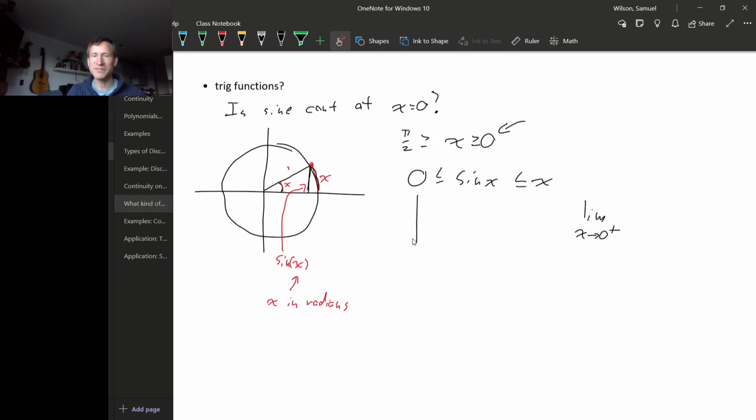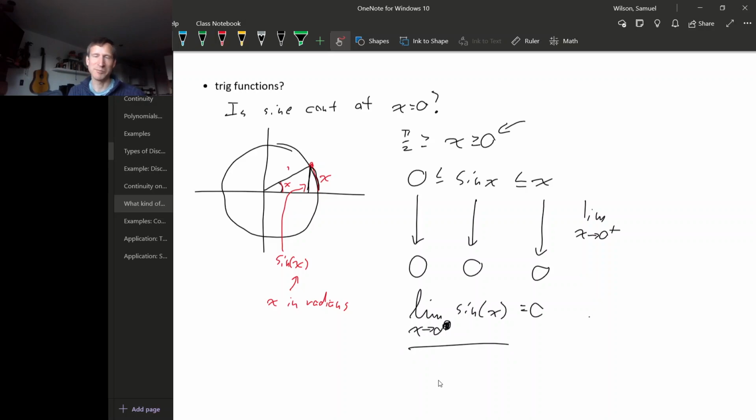Well, the limit of 0 as x goes to 0 from the right is 0. The limit of x as x goes to 0 from the right is also 0. So by the squeeze theorem, the limit of sine of x as x goes to 0 from the right is also 0. A similar argument shows that you get the same limit if you take the limit from the left instead of from the right, so we can actually say the two-sided limit here.